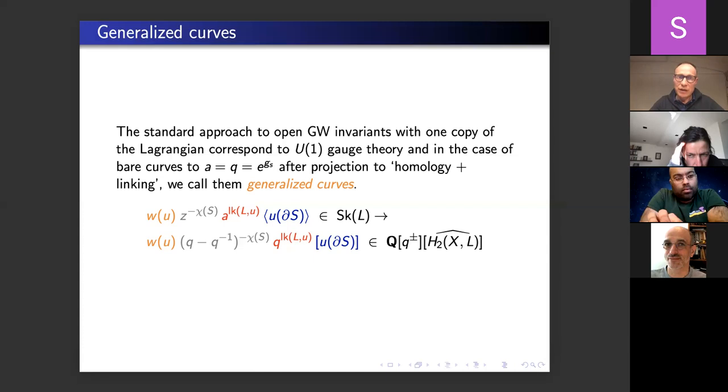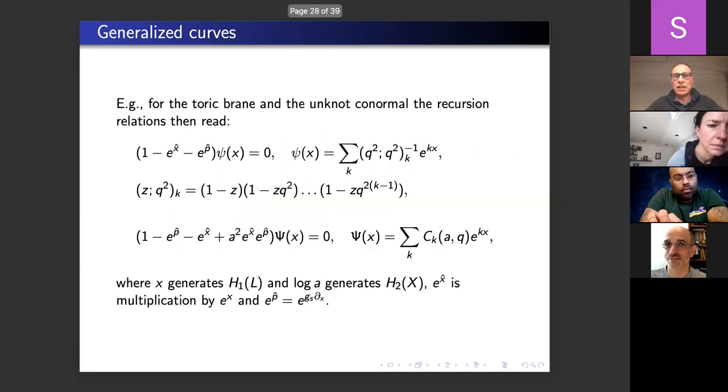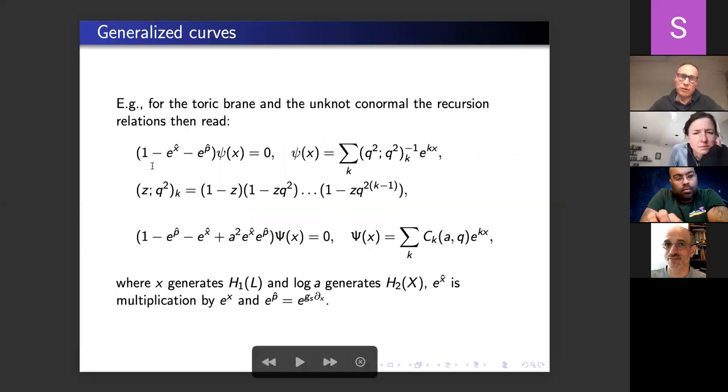But those should behave as the ordinary holomorphic curves that we normally deal with. So for example, I can take the skein and project it to homology and then take Q to the linking, and that survives; it's still invariant. So in particular, when I do this recursion relation for the toric brane, it will now have this familiar form: I take 1 minus e to the x minus e to the p, so that this is the unknot, 1 minus longitude minus meridian acting on the wave function is 0. And if I solve it, I get this very expression of the quantum dilogarithm.